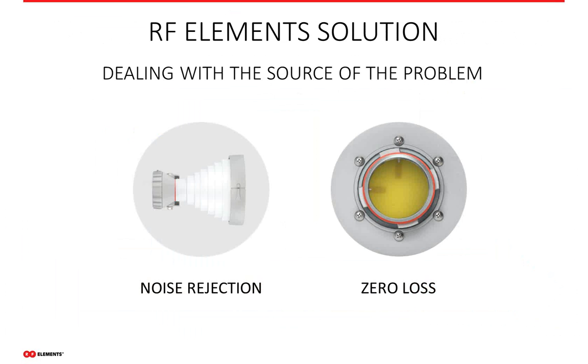So RF element solution, what do we do? How do we deal with the source of the problem? Basically, we create antennas that reject noise, and antennas that have extremely precise radiation angles, so our signals go out only in the intended direction that you choose. They are typically spec'd at lower gain, so they don't propagate or hear noise from further distances. And we have an antenna system that incorporates our proprietary twist port mechanism, which helps reduce loss. By having less loss injected into your antenna delivery system, you get a much better, more balanced solution. So we reject noise, and we have a zero to low loss proprietary waveguide system that helps us deal with the problem at the source.